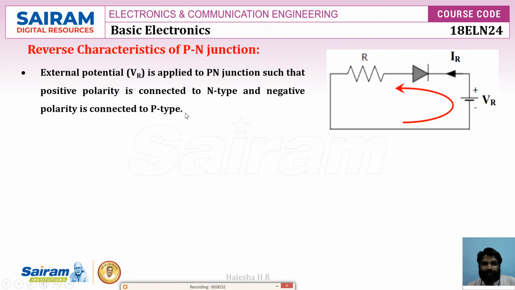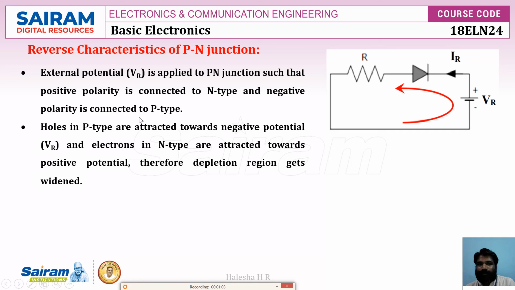Fine. So external voltage, external potential VR is applied to the PN junction diode such that positive polarity is connected to N type and negative polarity is connected to P type. So holes in the P type are attracted towards the negative terminal of the potential, and electrons are attracted towards the positive charge. Therefore the depletion region gets widened, as we observe in reverse biased operation.